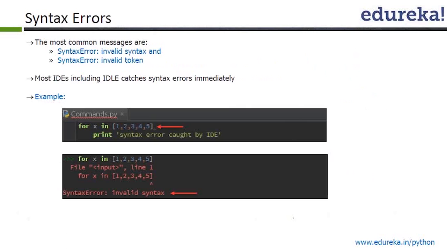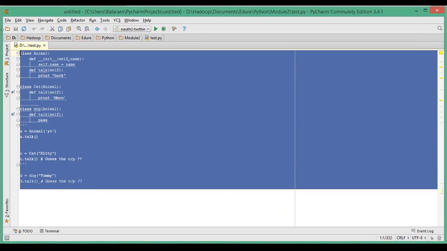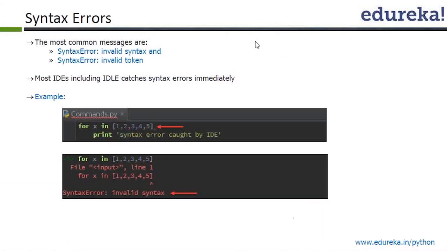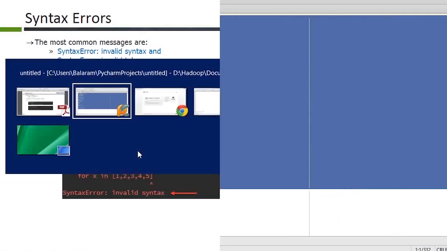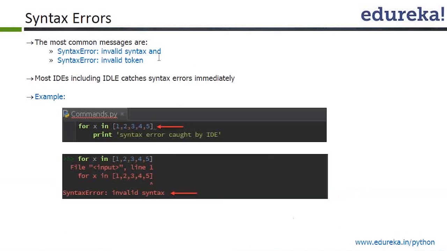So let's see some of the syntax errors. I'll just type something, okay, which will give us an error. This is pretty simple. Okay. So you see here, the most common syntax messages are invalid syntax or invalid token. Okay, most IDEs including IDLE catch syntax errors immediately. It's very easy for you to understand. So if I say print x in 1 2 3 4 5, print syntax error caught by IDE.